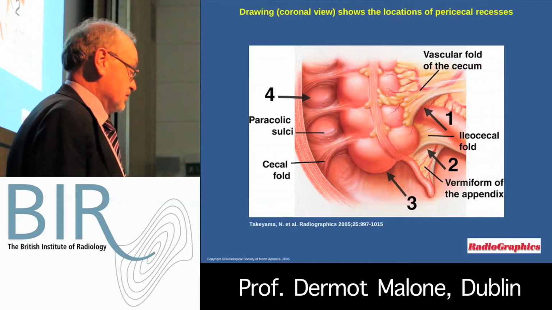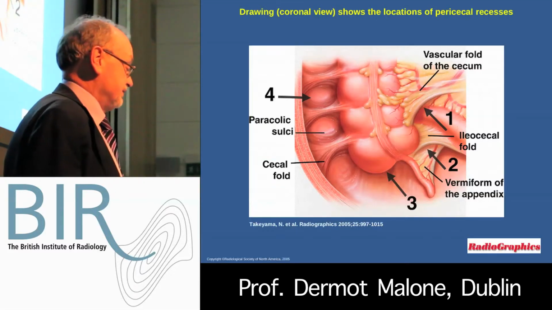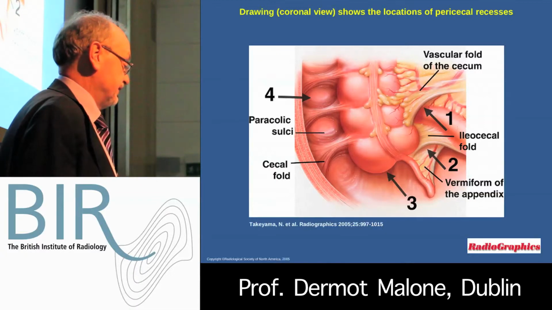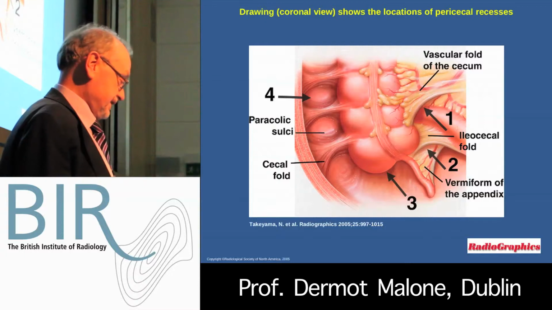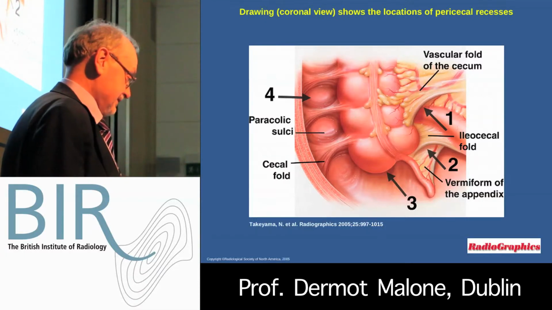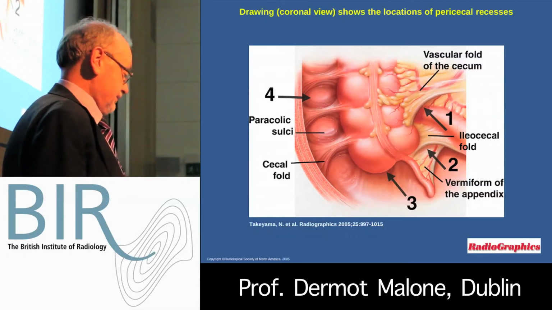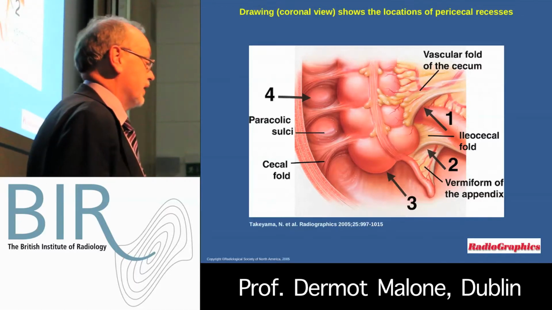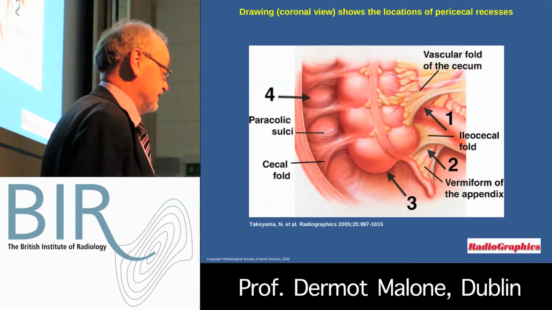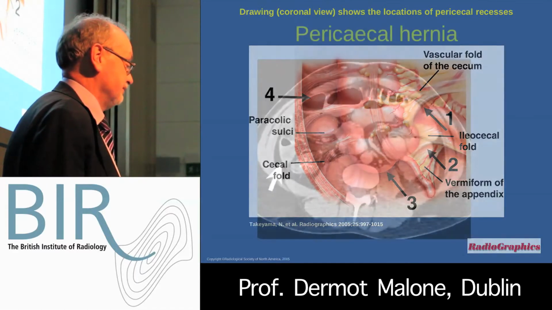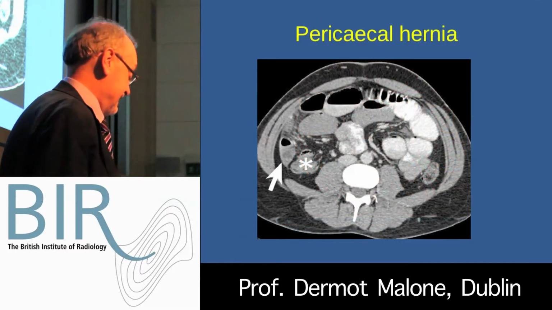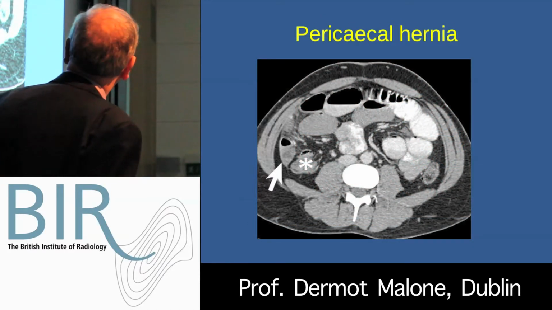An uncommon cause, but one you should be aware of, is the pericecal hernia. The normal anatomy is shown here with the ileocecal fold, the vermiform appendix, and the paracolic sulci between the cecal folds. So normally the cecum is quite well pegged down there, but in a small percentage of the population we are missing some of these folds, and that can create a gap up to a fist size behind the cecum. And sometimes then small bowel loops will herniate through that gap.